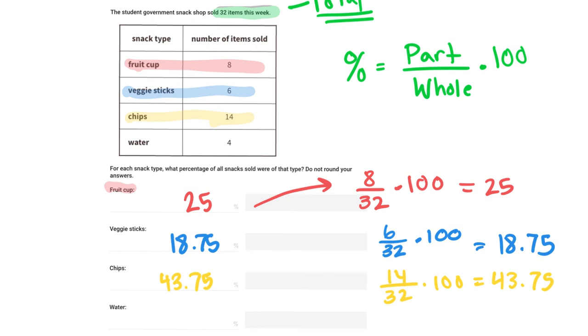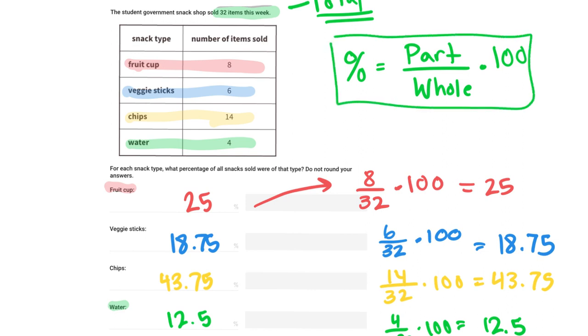is the water here. So we go 4 over 32, times 100, is 12.5. So that means the water would be 12.5%. Okay, this is just using a very basic percentage, but it's important to know that a percent is the part over the whole, and then times 100 to get the decimals in the right spots.